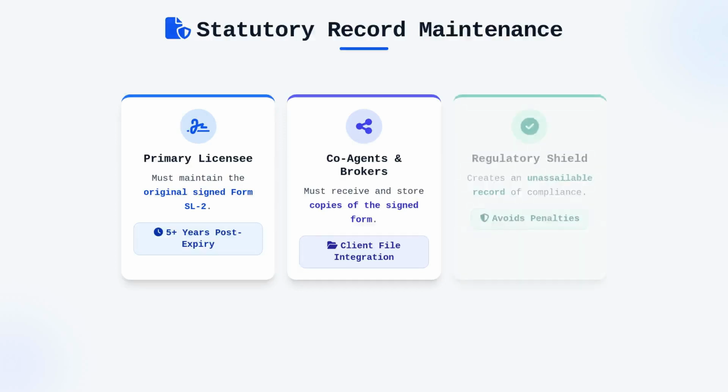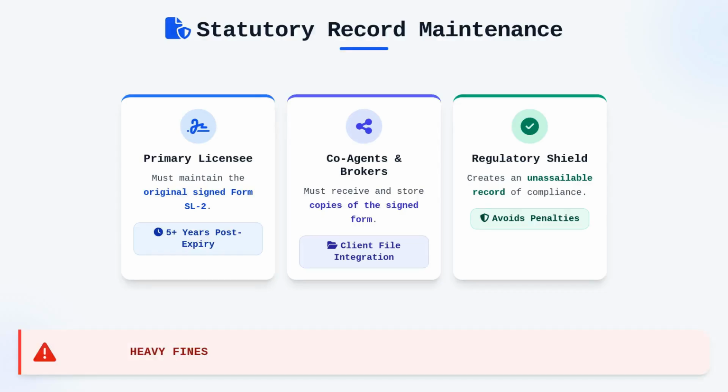This paper trail protects the broker from regulatory penalties by creating an unassailable record showing that all code-mandated steps were executed correctly. Failing to maintain these records can result in heavy fines, license suspension, or the presumption that the business was illegally exported.